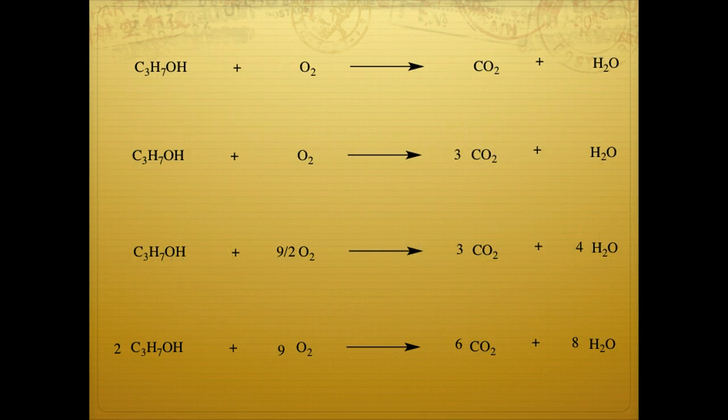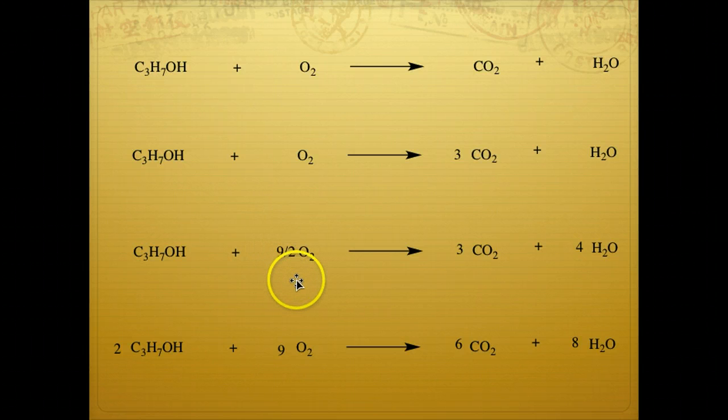We've got 4 here plus 6. So 10 oxygen in the products and 9 plus 1, 10 in the reactants. So now we've got oxygen, carbon, and hydrogen all balanced. But we have a fraction as a coefficient, and it's better not to. So what can we do to 9 halves to get rid of the fraction?